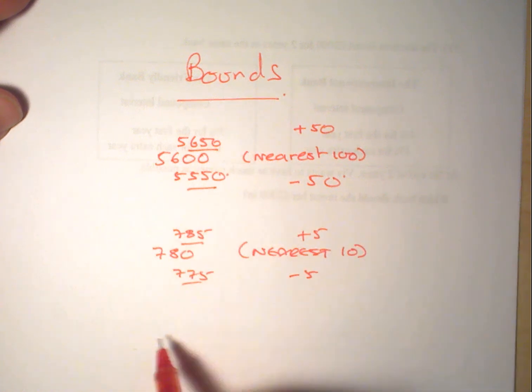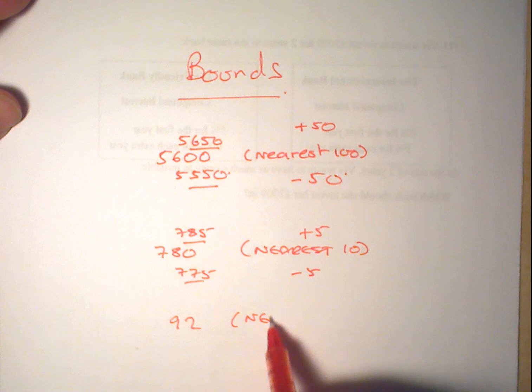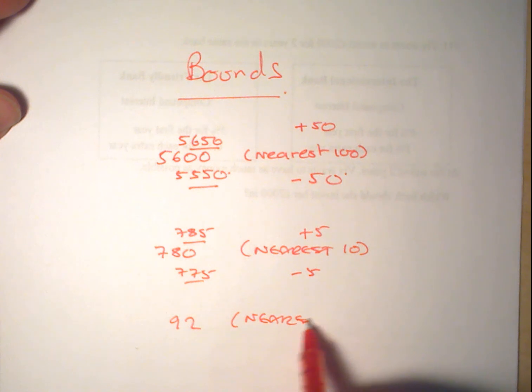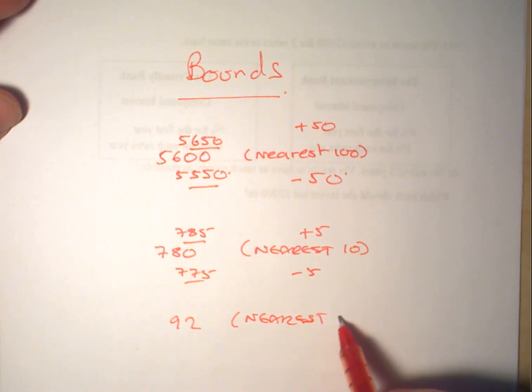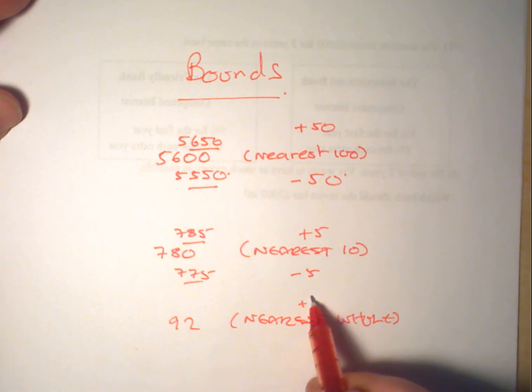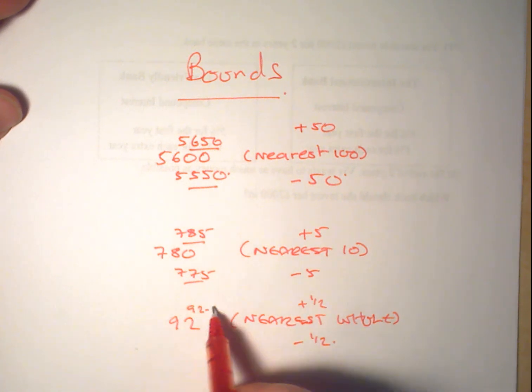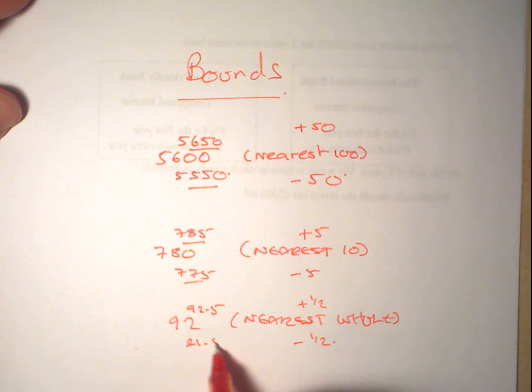What about nearest whole number? Let's say you had 92 to the nearest whole number. Well, half a whole is you're just going to go plus a half and minus a half. So you get 92.5 and 91.5 as the upper and lower bound.